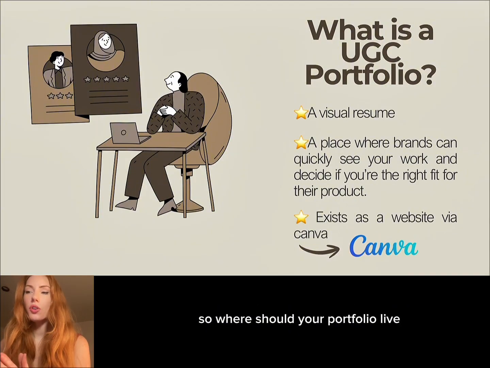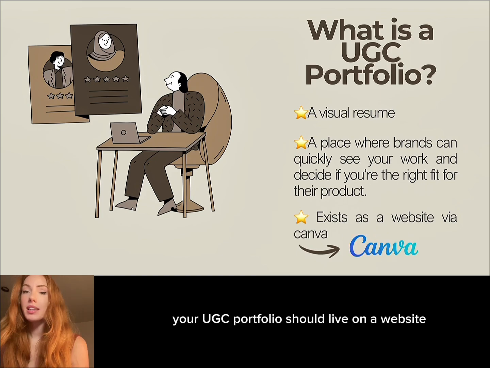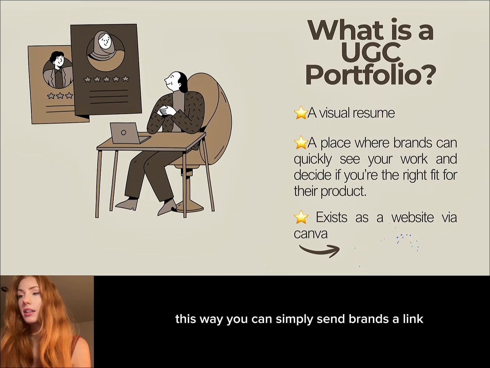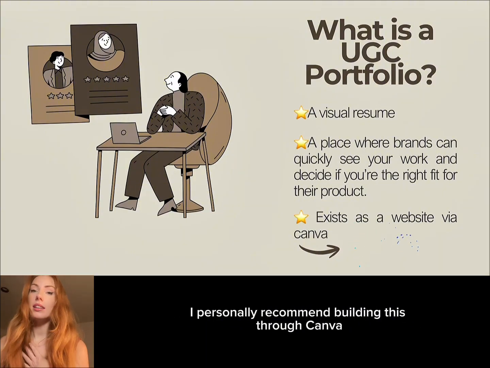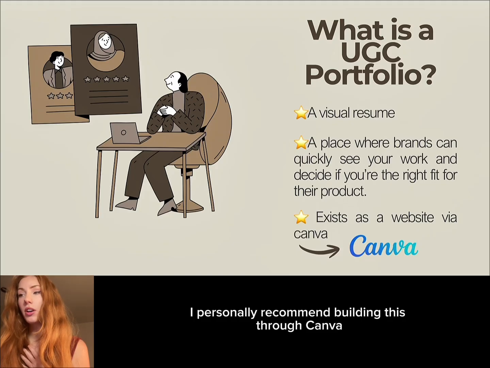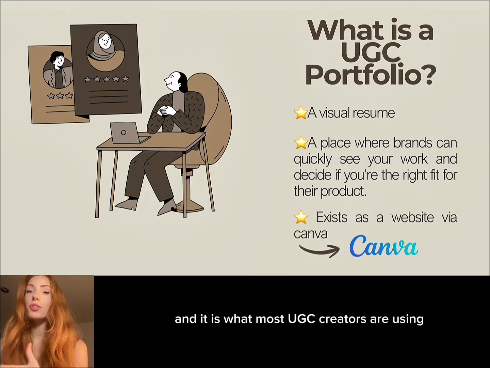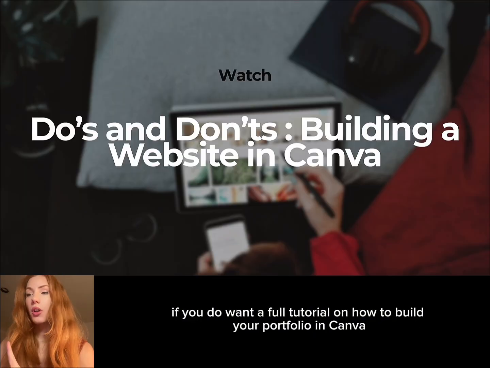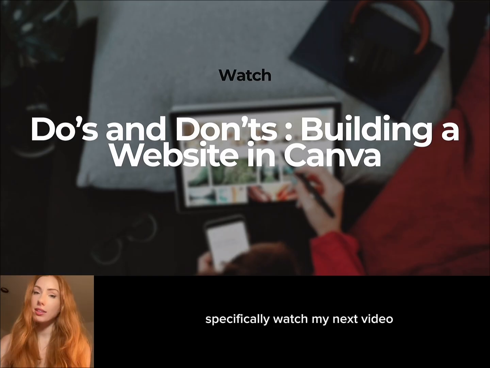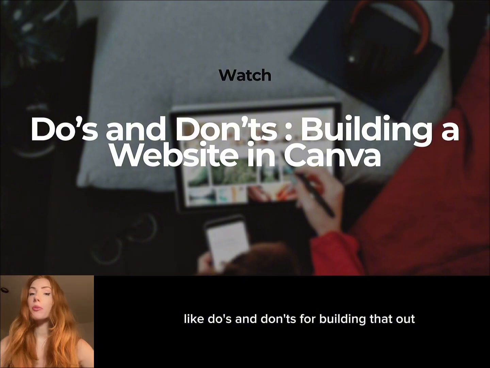So where should your portfolio live? Your UGC portfolio should live on a website. This way you can simply send brands a link and they have access to everything right away. I personally recommend building this through Canva because you can publish websites on there completely free, and it is what most UGC creators are using. If you do want a full tutorial on how to build your portfolio in Canva specifically, watch my next video, and I will be going through in-depth do's and don'ts for building that out.